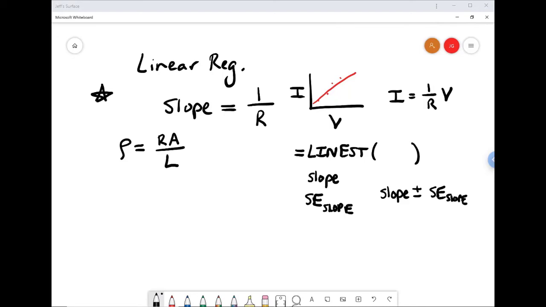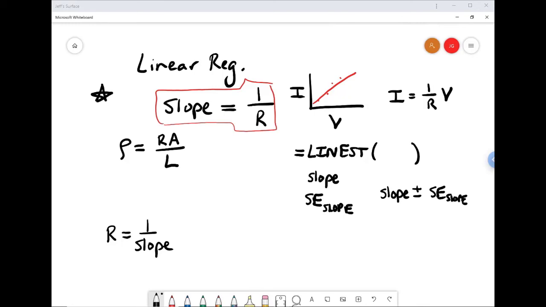Well, in this case, the slope isn't the end game. We can use the slope to find resistance, and the relationship is up here, right? So if we follow this through to the end, we get R equals 1 over the slope. So where does that leave us with the uncertainty of R? Well, here we have a calculated quantity. R is calculated from the slope. It's equal to 1 over the slope.